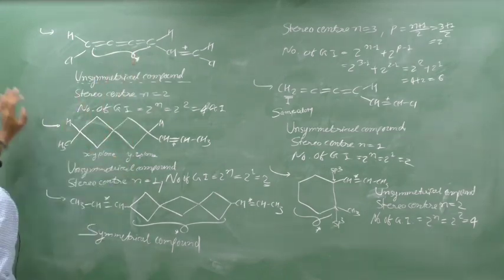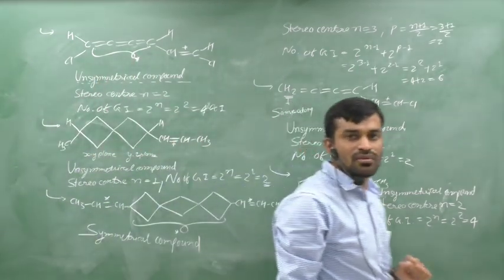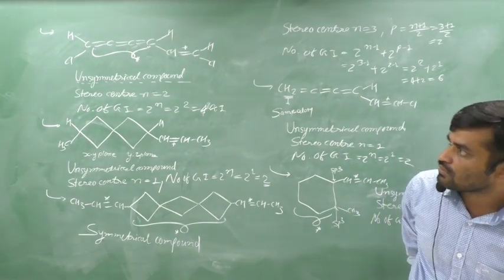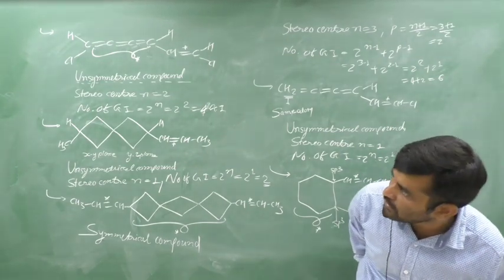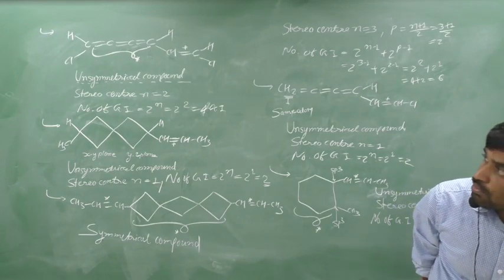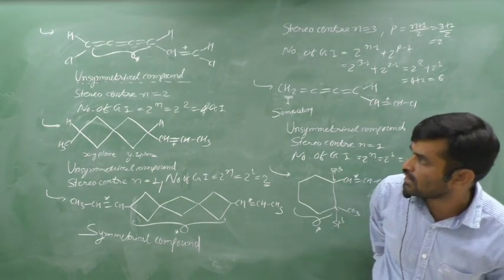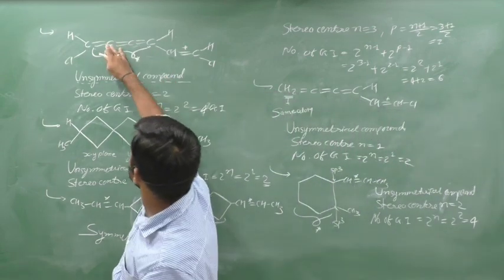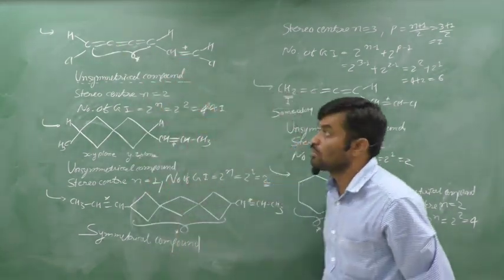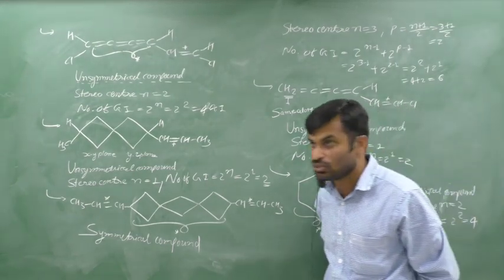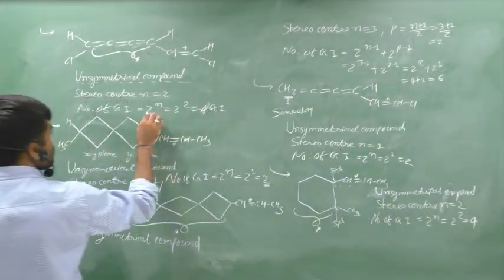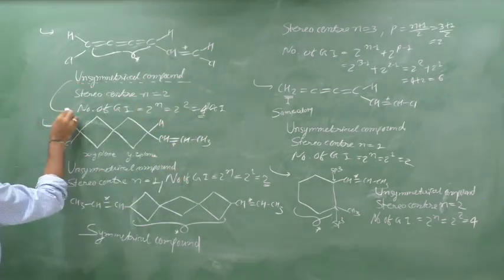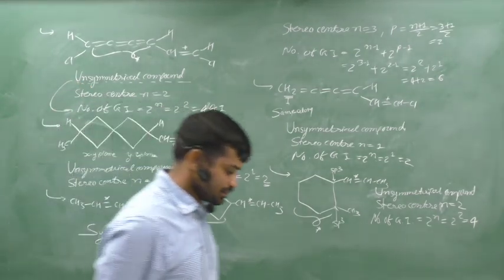Therefore this is the second stereo center. Yes or no? If an even number of double bonds is there, the allene does not show the GI. If there is an odd number of consecutive double bonds, it shows the GI. Therefore the first stereo center is the allene and the second stereo center is this double bond. Therefore the number of stereo centers n is equal to 2. Therefore GI is equal to 2 raised to n, which is 2 raised to 2, which is 4, because the compound is unsymmetrical. Clear?